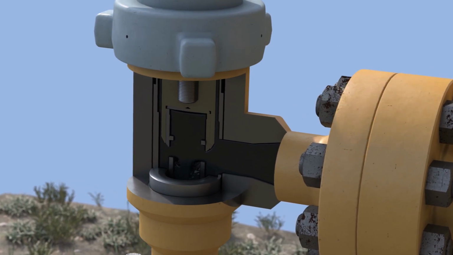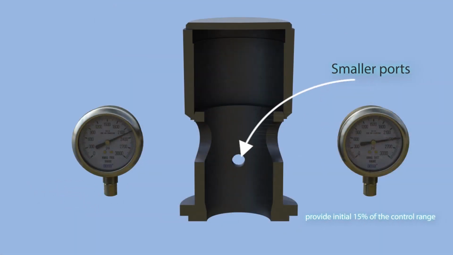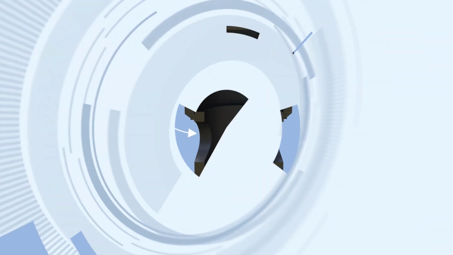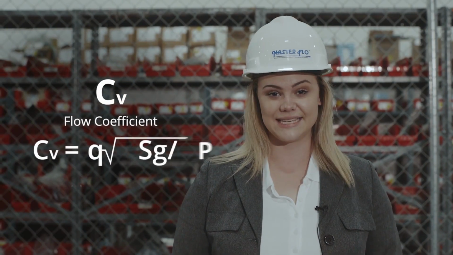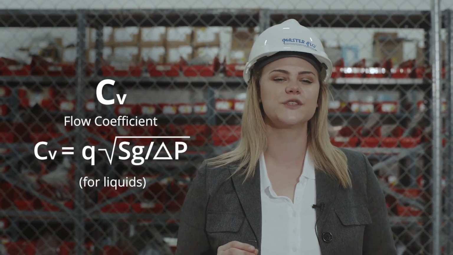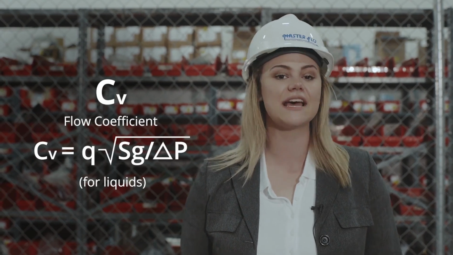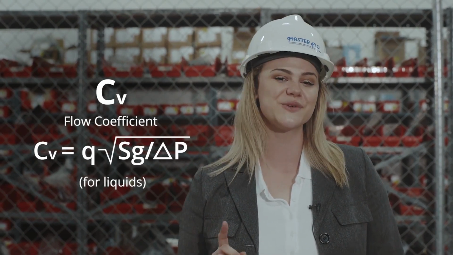The smaller, lower ports provide the initial 15% of the control range, while the larger ports provide the valve's overall capacity. This results in equal percentage flow characteristic curve and high liquid pressure recovery factor. To compare valve capacities and to size valves for specific applications, several coefficients are used. The first one is a flow coefficient.